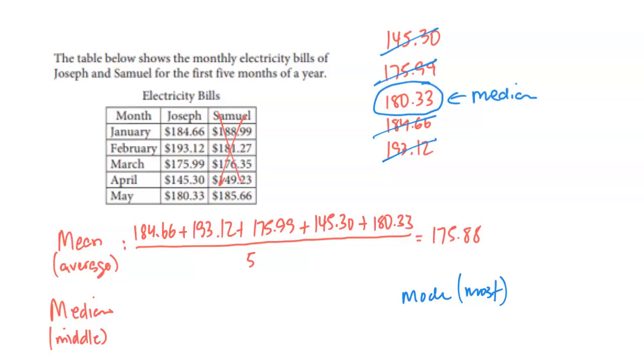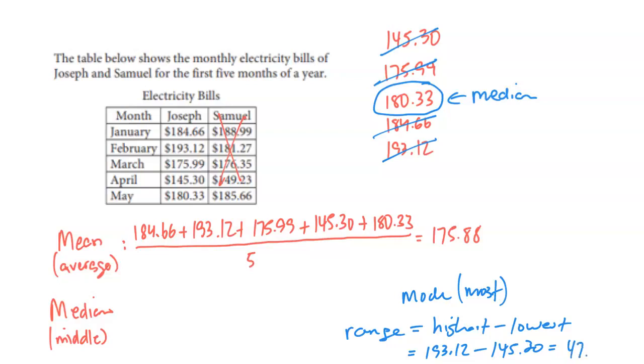And then finally, whenever we find the range of a set of data, what we do there is we take the highest and we subtract the lowest. And so the highest value in this particular set of data would be 193.12, and the lowest would be 145.30. And so if you take your calculator and you subtract those two values, you end up getting your range, which in this case is $47.82. And so that's the difference between the highest electricity bill and the lowest electricity bill.